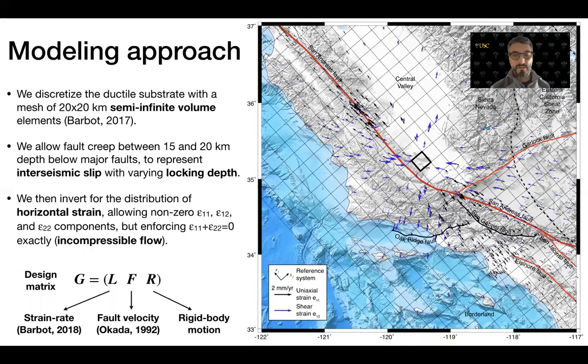We can then build a design matrix that can be inverted with the data to image the distribution of mantle flow. This design matrix is based on the effect of strain rate on surface displacements for every single volume element, the effect of fault velocity, and the effect of rigid body motion.